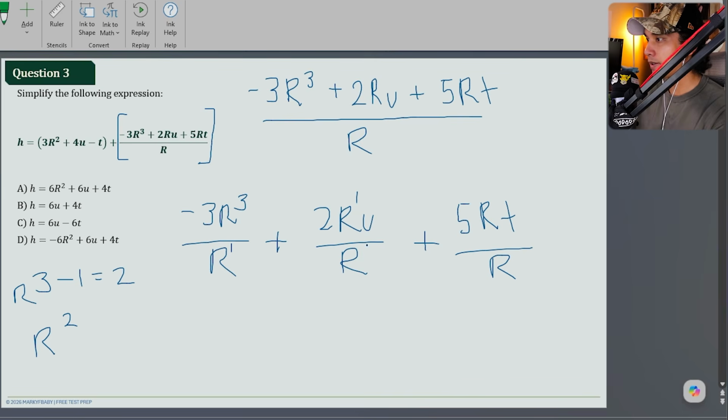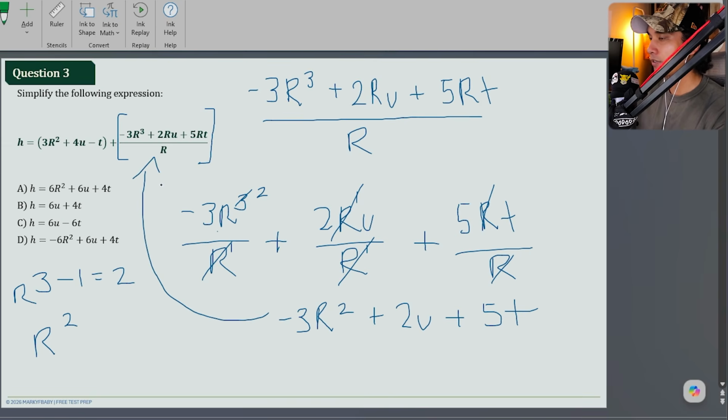So for the next one, I'm going to do them quick. It's r to the 1 minus 1, right? And these will just cancel each other out. This too will also cancel each other out. This at the bottom gets canceled out, and then this right here becomes a 2. So then what we're left with is negative 3r squared plus 2u plus 5t. That's what we're left with. And we're going to put this back over here.